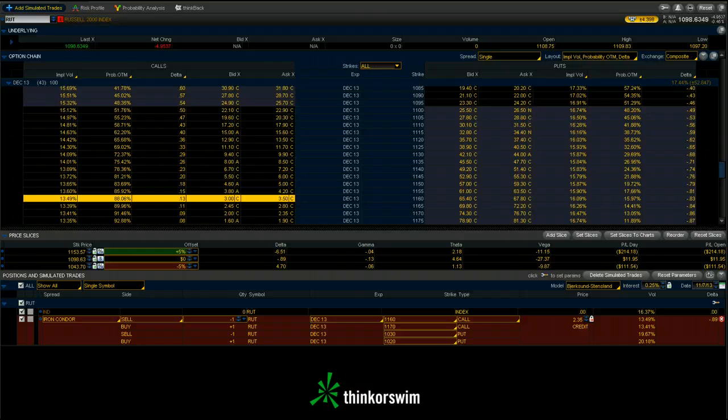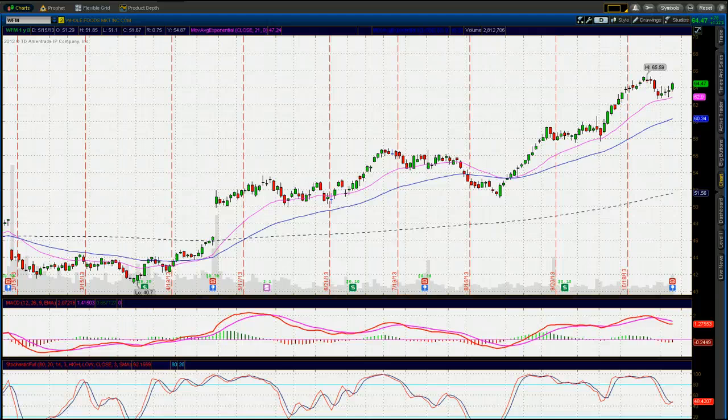I do have some other trades on, but I'll go over them in tomorrow's fire drill. And we're going to take a look at these Ruts, and we're going to see how these things are doing. So anyway, this is Tony Daly, and hope this helped.